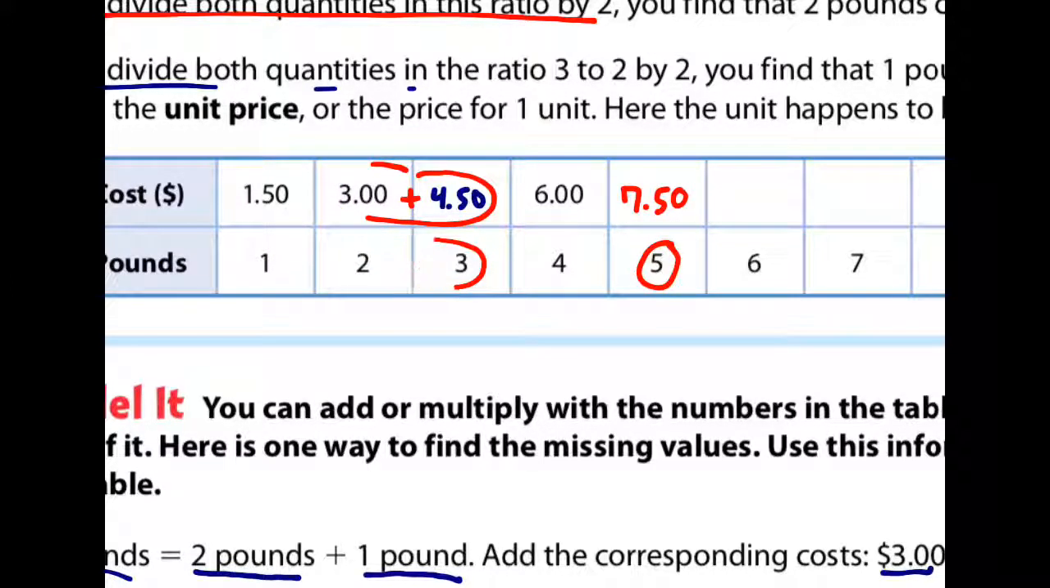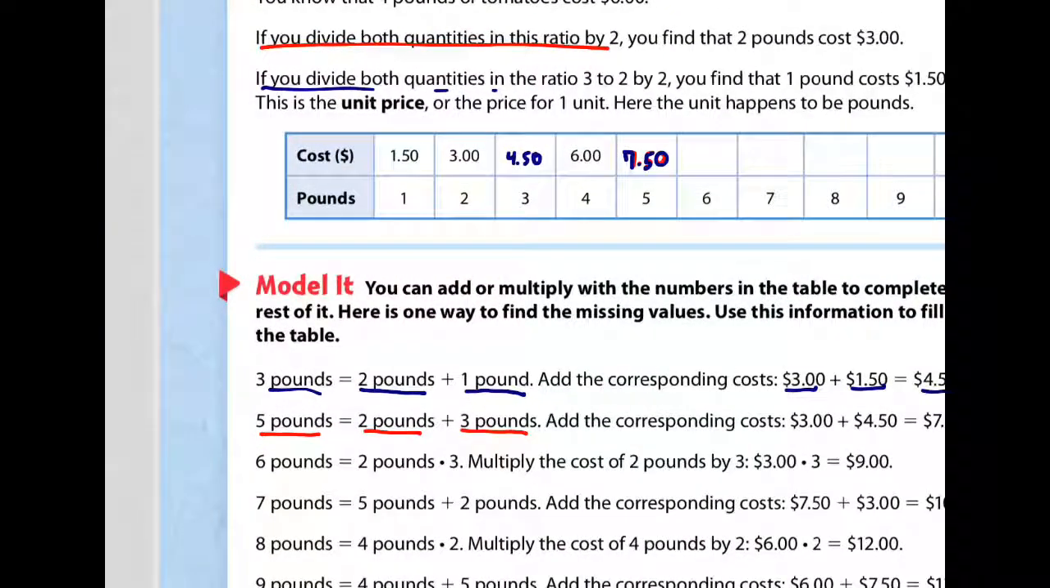All right, so now let me get rid of some of my markings here. Oops, I erased a little bit of 450. I'll fix that up. And I'm going to write this in blue because I have a little bit of OCD. All right, so let's continue. So we have up to 5 pounds. Now what about 6 pounds?